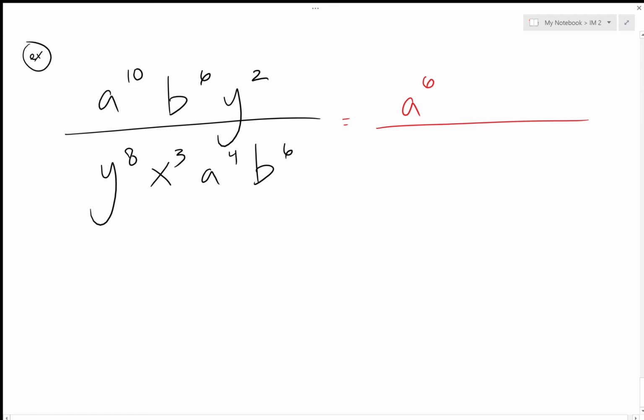Let's move to the next letter. I see B's. Now notice this. I have 6 on top and 6 on bottom. B to the 6 over B to the 6. If it's the same amount, they're actually going to cancel each other, and now there's no more B's left. Move to the next letter. Y. 2 on top, 8 on bottom. That's a Y on bottom. Bigger on bottom. Bigger by 6. And finally, the X's. Are there any other X's to go with that one? Nope. So we leave it where it is, x to the 3rd.